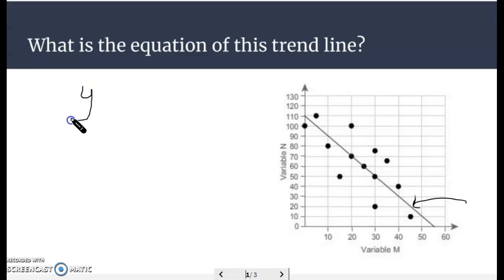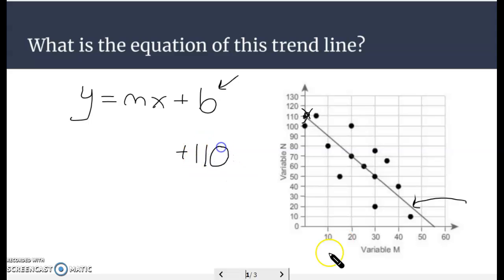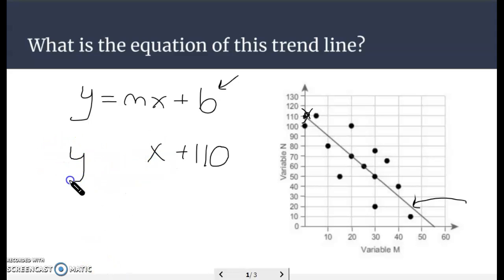Now to make an equation of a line, we need to reference y equals mx plus b, the slope-intercept form of any line, any linear equation. The b is the y-intercept, and as we can see right here, it's crossing at 110. That's going to be our y-intercept. That number goes in for the b variable. We're going to leave x alone. We're going to leave y alone. We'll also leave the equal sign alone.